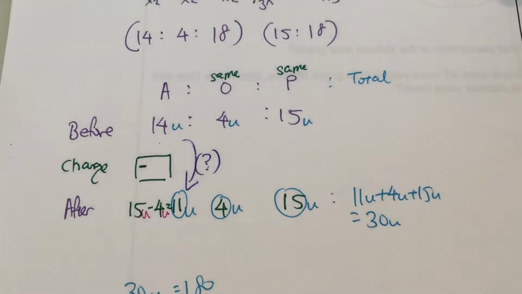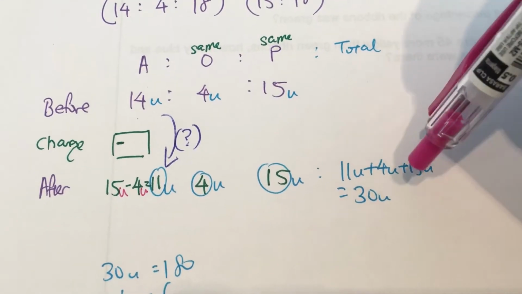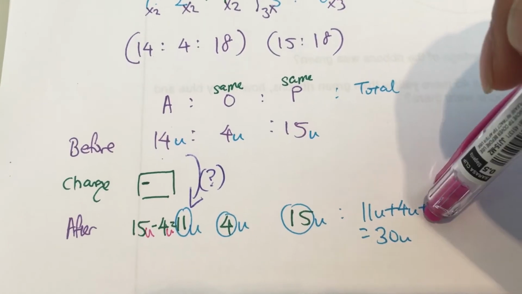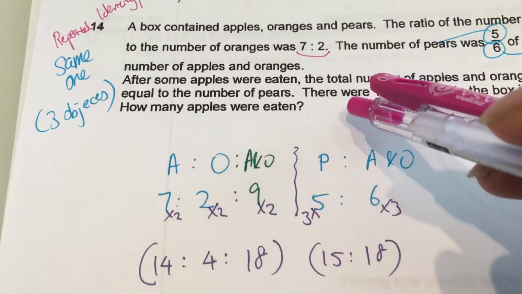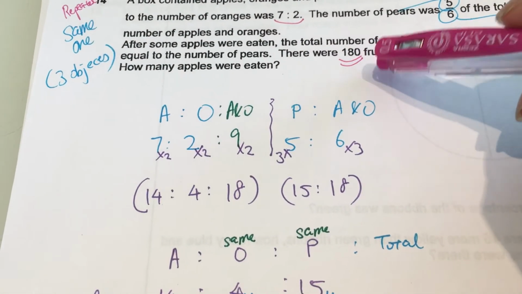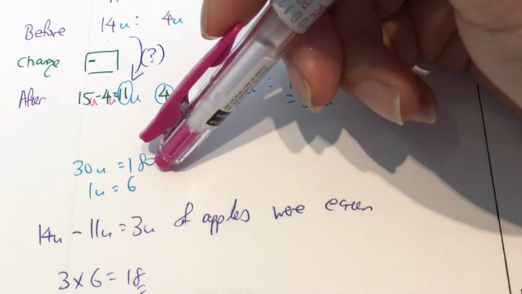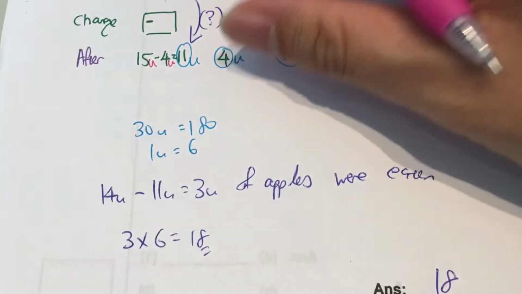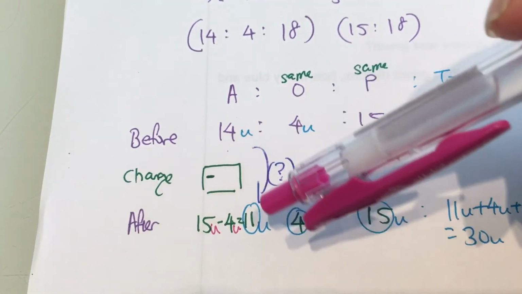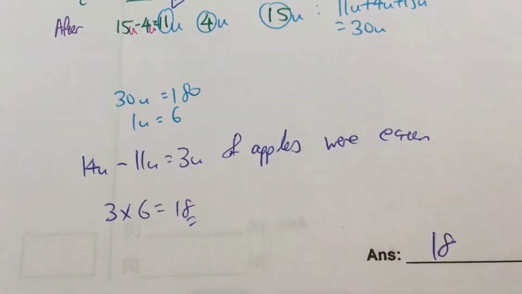Yeah. And again, the total adds up to become 30 units, because in all math problem sums, we need to use a number to solve to find the value of 1 unit. So 180 here is equals to 30U, and 1U is 6. And then there's a drop from 14U to 11U, which is 3U. So 3 times 6 is 18, and this is the answer.